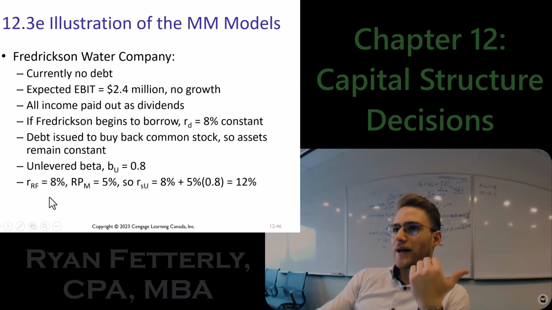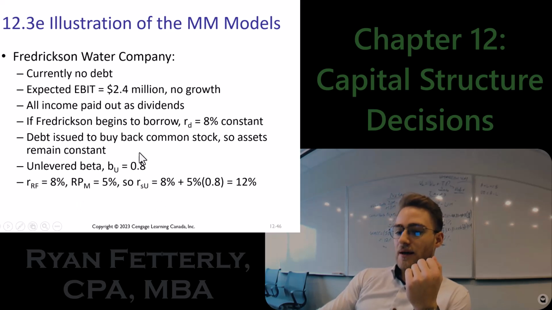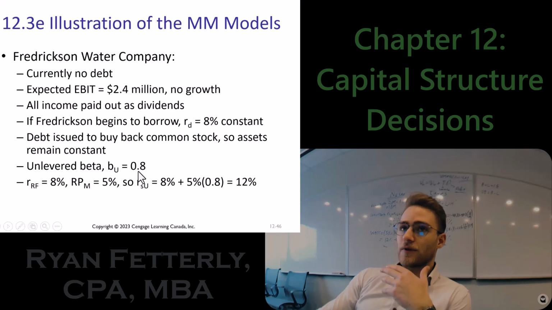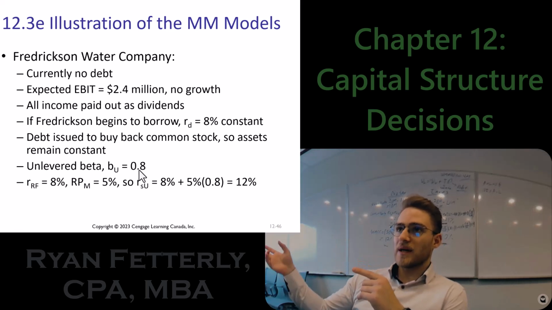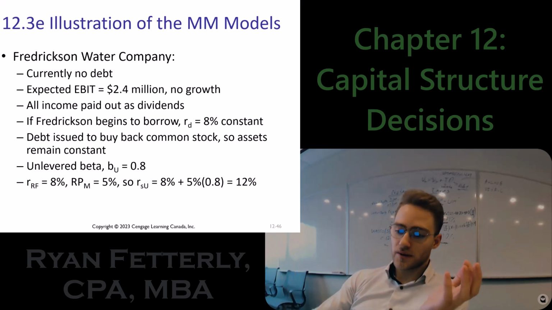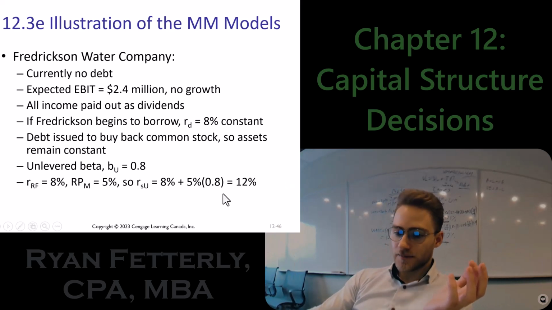Anytime you see a risk-free rate and a market rate of return, like a market risk premium, you should immediately think, okay, I also have beta, I have everything I need for the CAPM equation: risk-free rate plus market risk premium times beta. So I can calculate the required return of the stock. That's exactly what I do here.